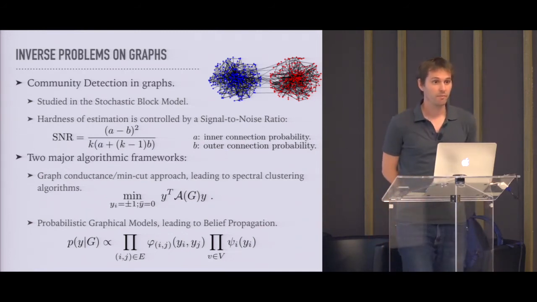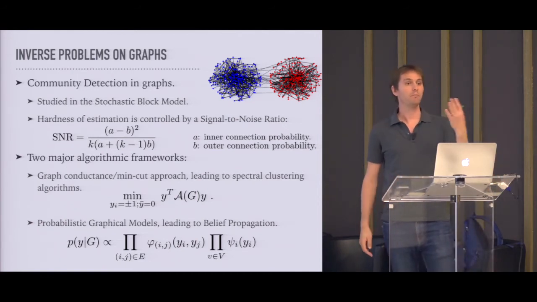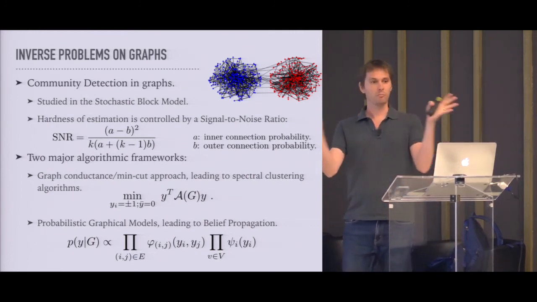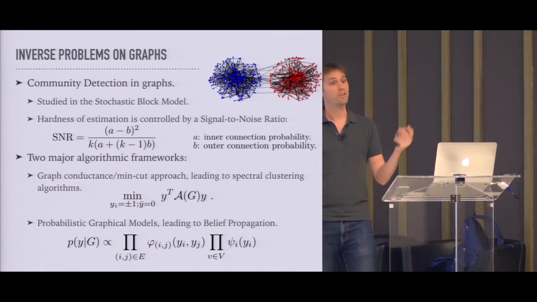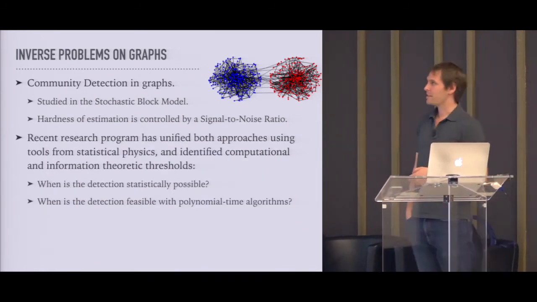Yes? How do you measure performance? It's measured by overlap. So if you give me an estimate, like a binary vector that is your estimated class of labels, then I will take the dot product with the true one. I will remove the sign because I don't care about the label of the community, and then I will look at the fraction.